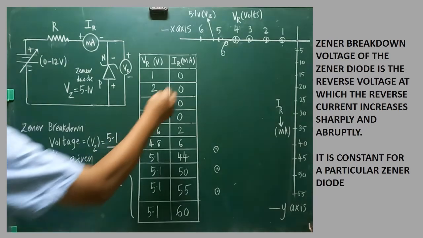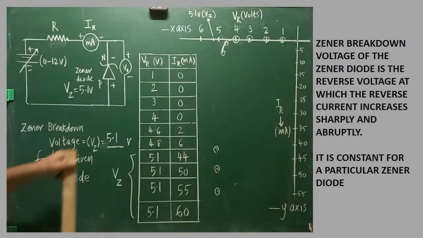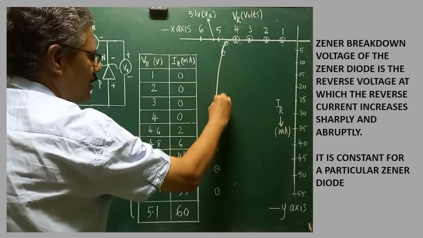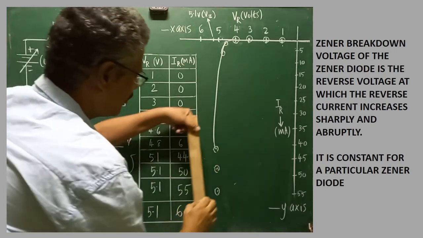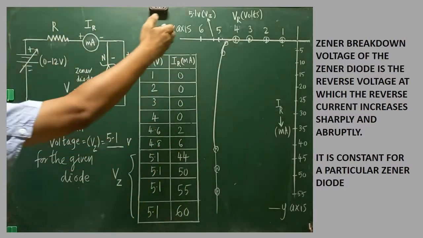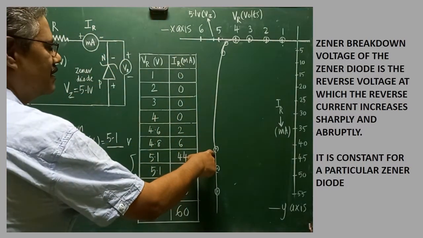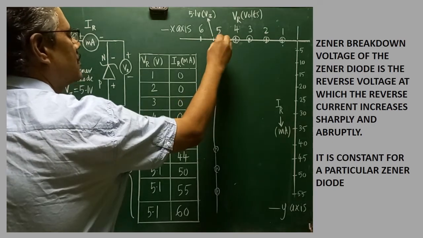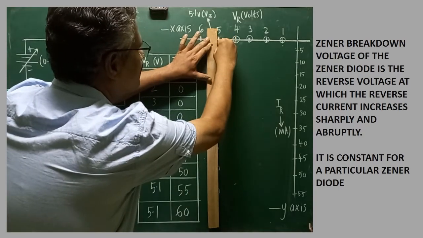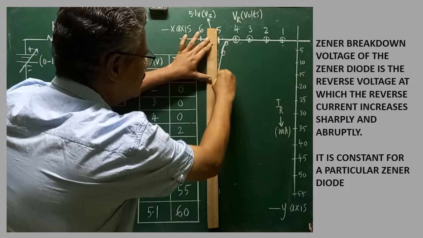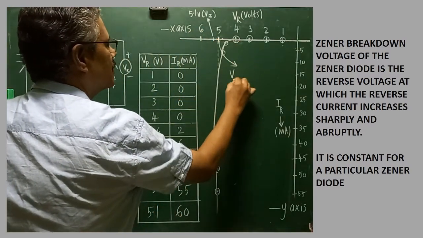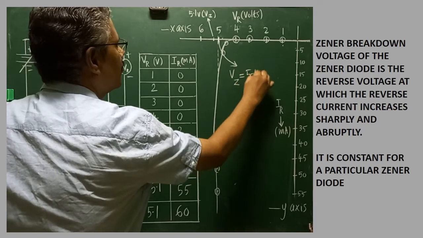When the current abruptly increases, this portion can be drawn by freehand drawing, and after connecting it, all points will lie in a straight line. Are you clear? So the graph would be like this. The current increases at a particular voltage. This voltage is called what? Zener breakdown voltage. That is VZ equal to 5.1 volt.